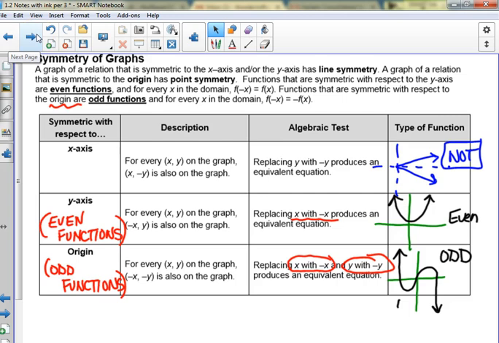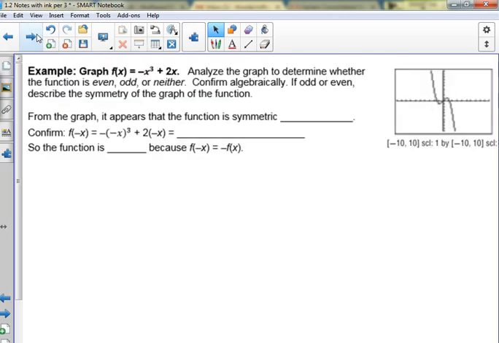I will tell you that for this quiz, you don't really have to know the tests as much as to be able to look at the graph. Eventually, you may be asked a question where you have to test. So here are some examples.